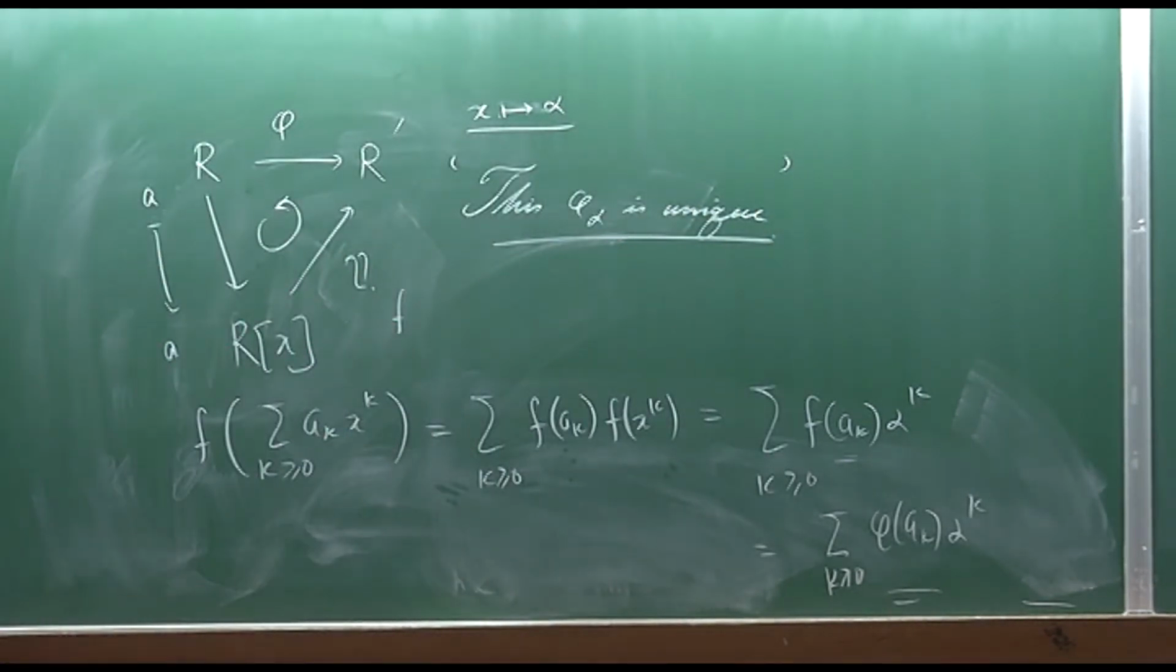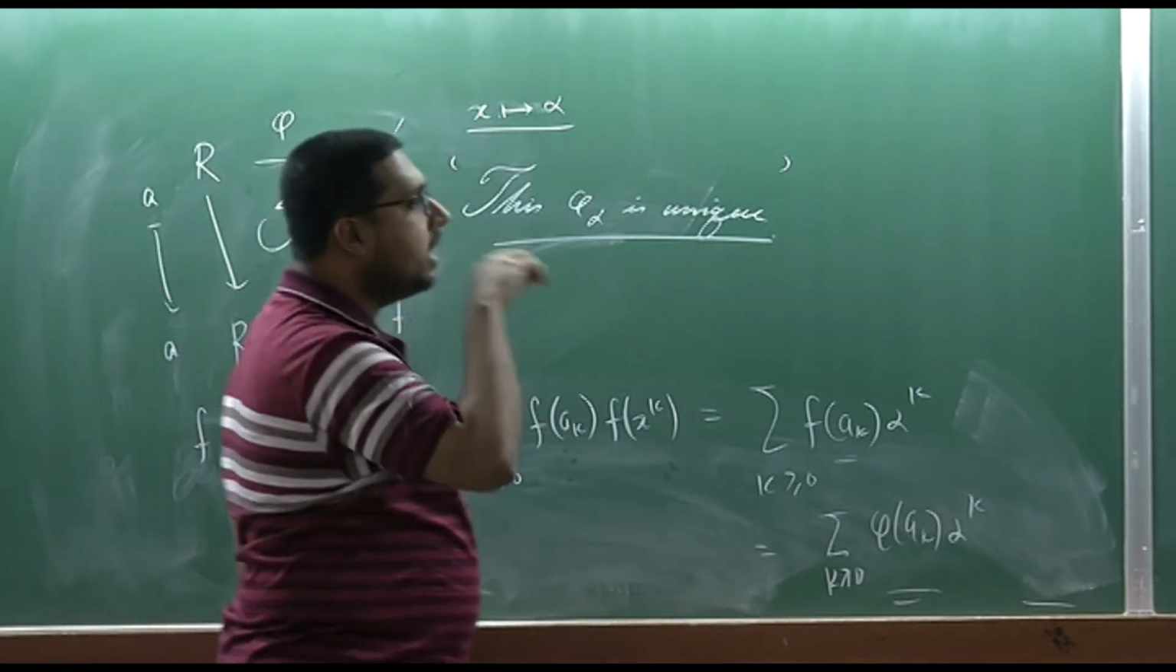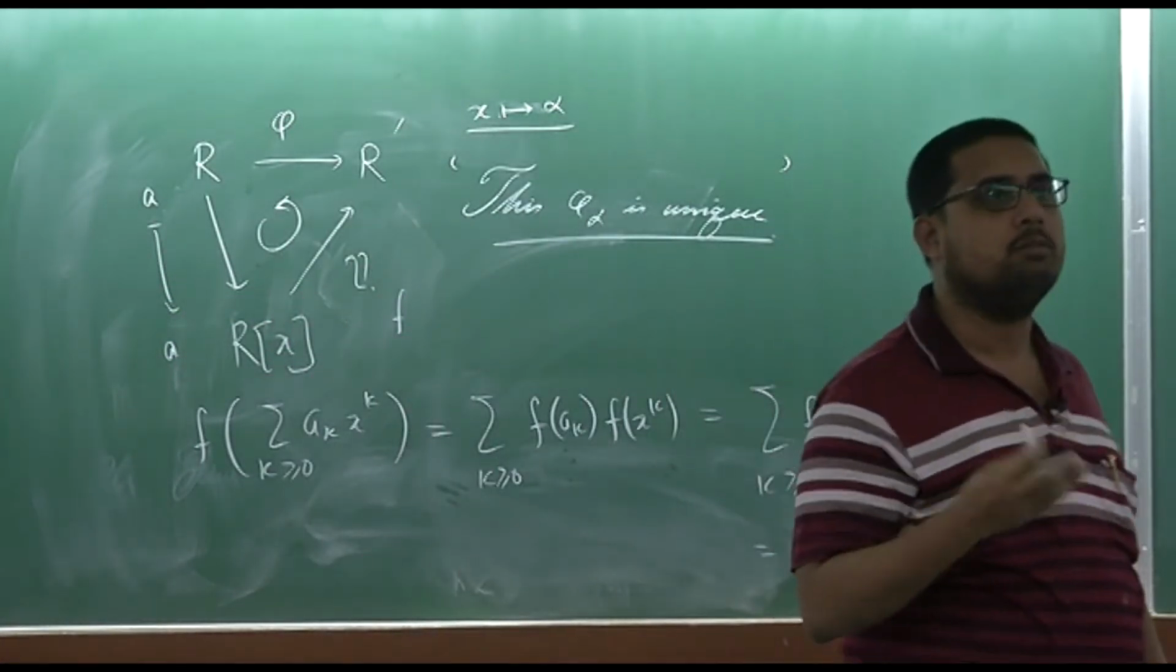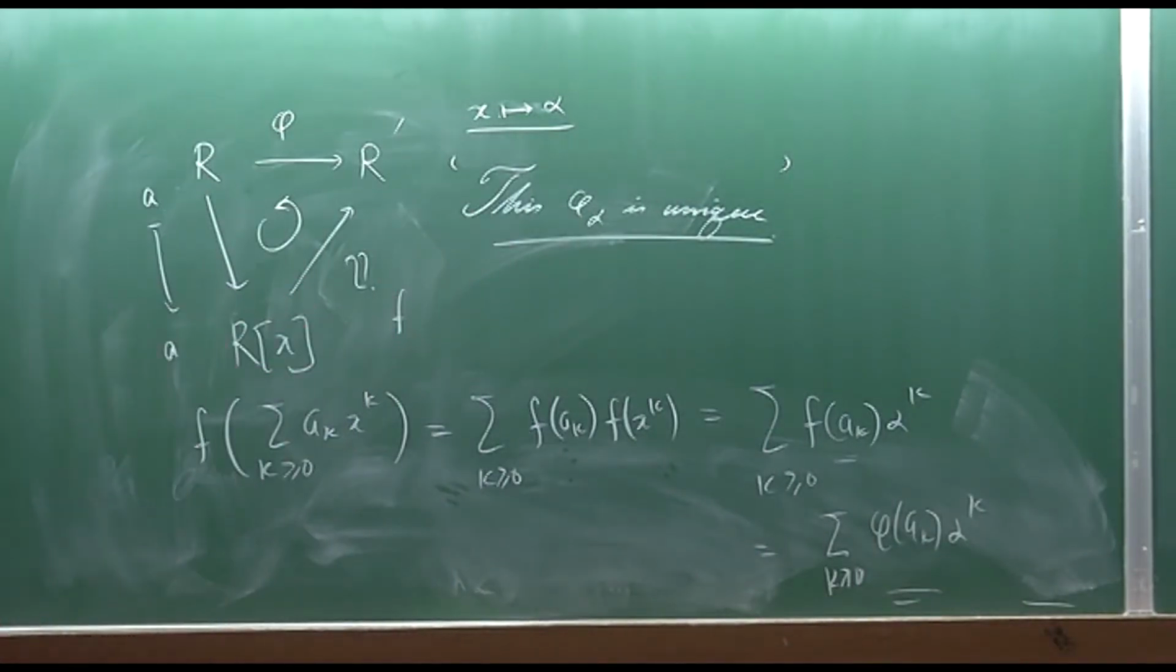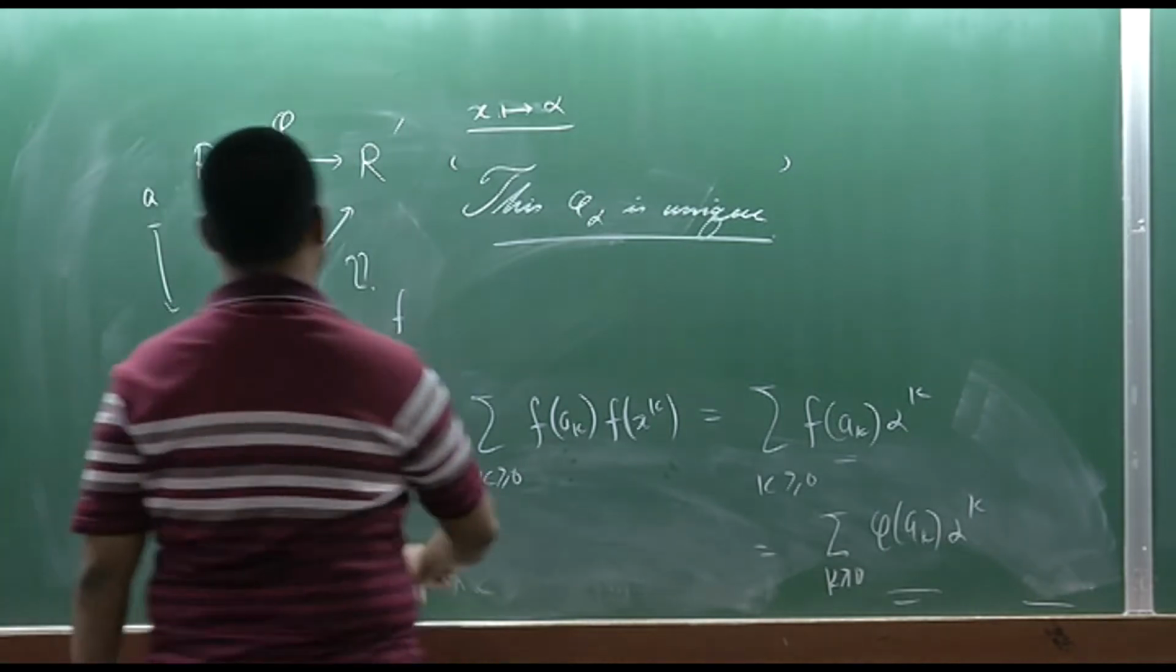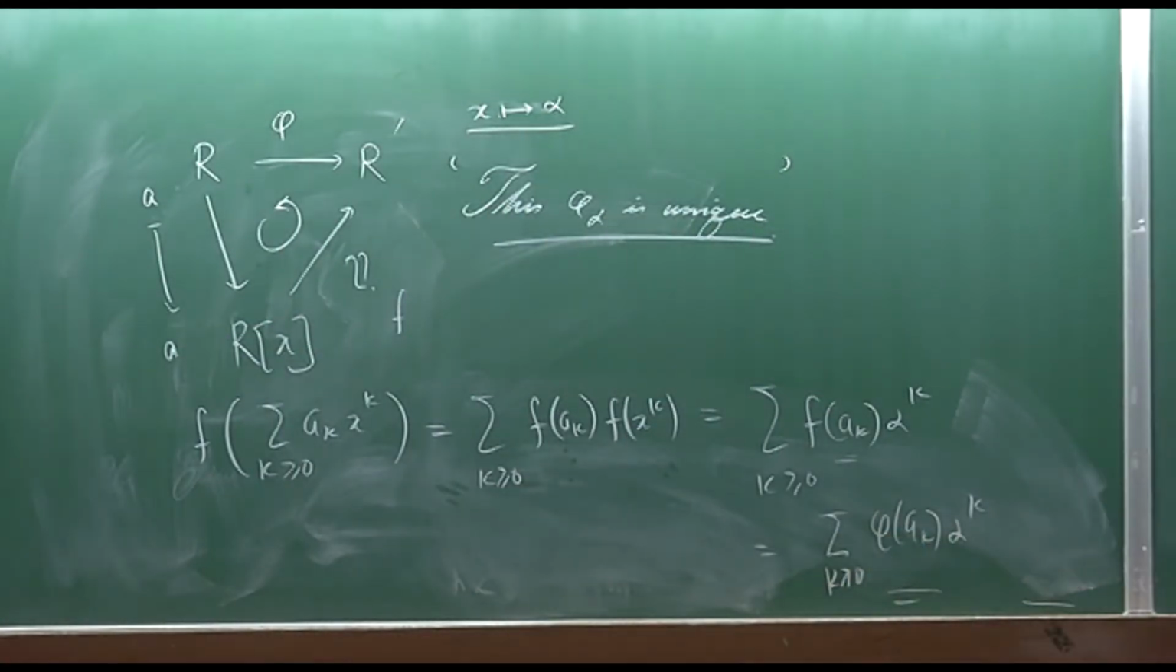This homomorphism is called the substitution at alpha or evaluation at alpha. Let me again tell you what it is. It is just the unique ring homomorphism that makes this diagram commutative and sends x to alpha. Good.